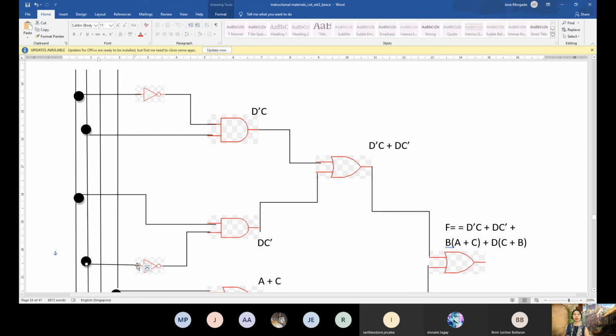Do you have any problems with circuits, class, with how to draw the logic circuits?